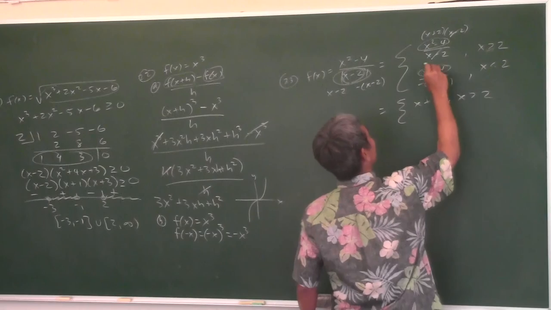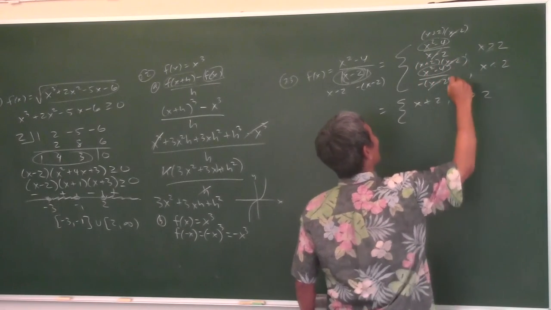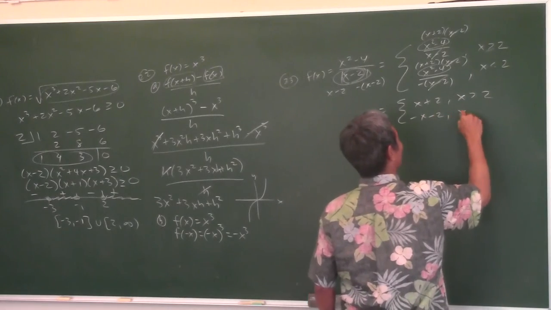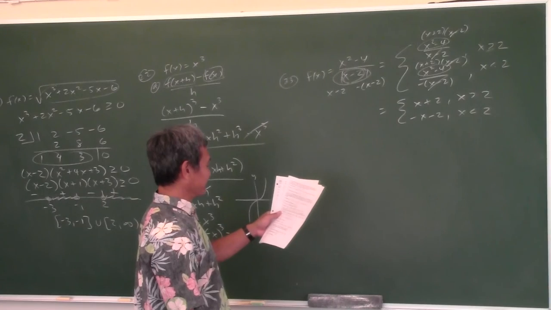And then same thing with this. Factor, cancel, and you get negative x minus 2. And there you go. That's your piecewise function. And do we have to graph? No!